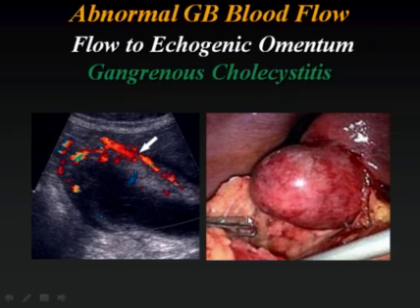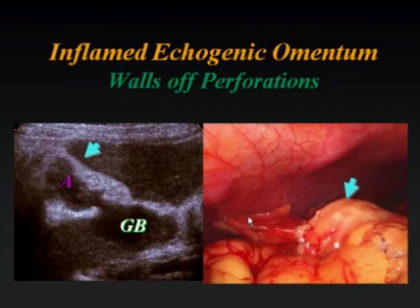So the omentum gets inflamed when there's transmural inflammation, and this is an important secondary clue, the fact that you're dealing with complicated cholecystitis. And here we can have this echogenic, inflamed, fatty tissue that's walling off a pericholecystic abscess. Here we can see the site of perforation.